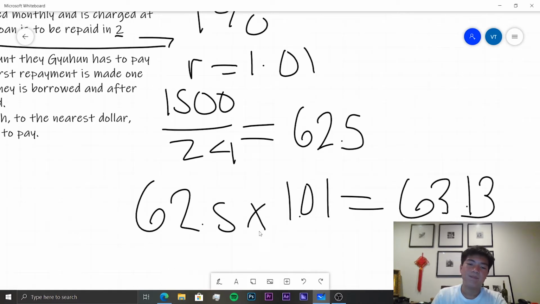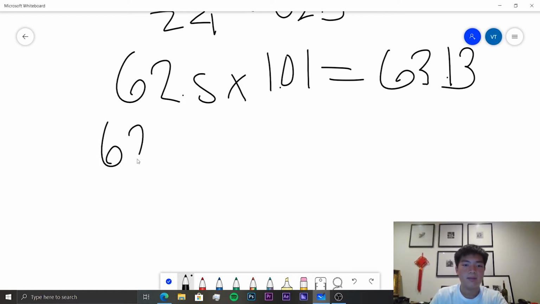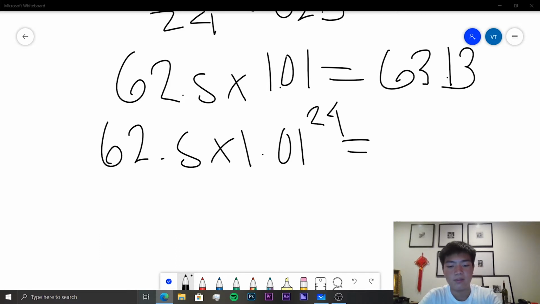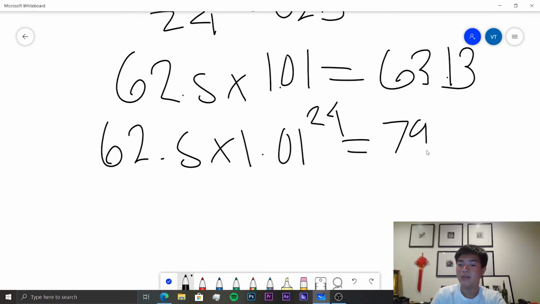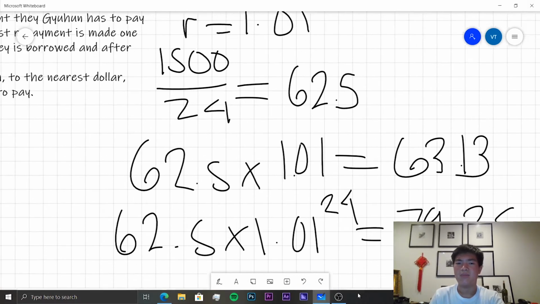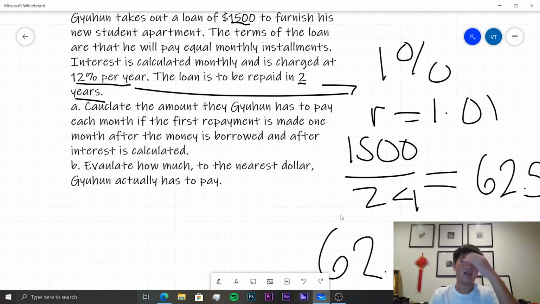And I guess let's calculate just how much it will be at the end. I don't feel like calculating every single month, and I feel like it will also be a waste of time. So to calculate the amount of money he will have to pay at the end, it's just 1.01 to the power of 24. So this should be 62.5 times 1.01 to the power of 24, which adds up to around 79.35. Check the mark scheme. What does it say? It says 78.4. Okay.